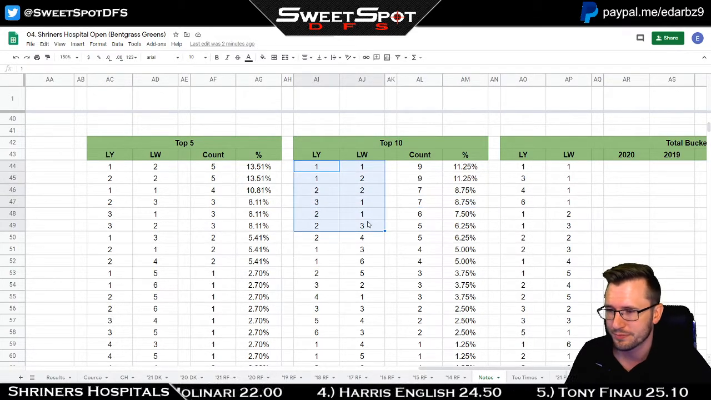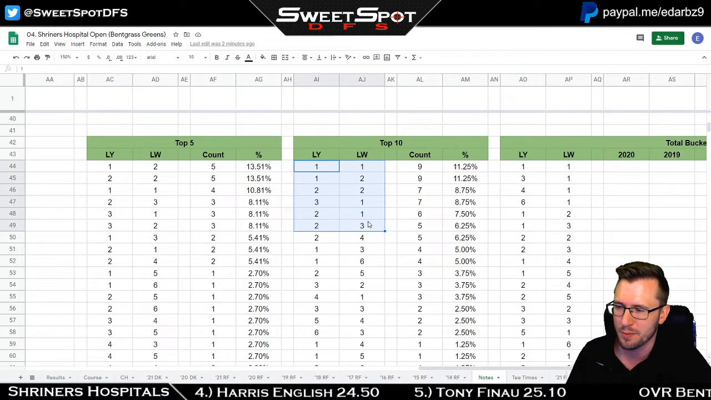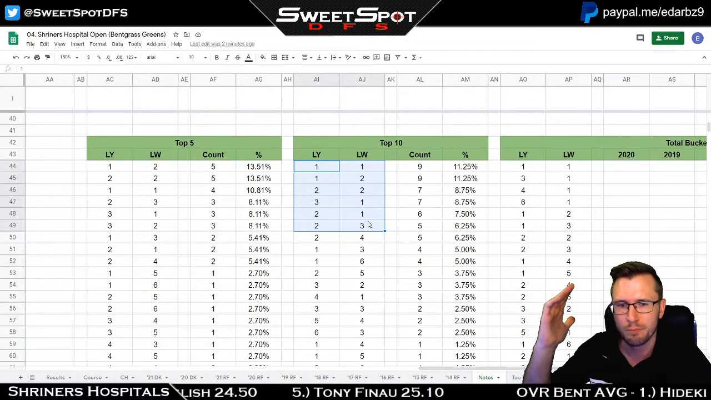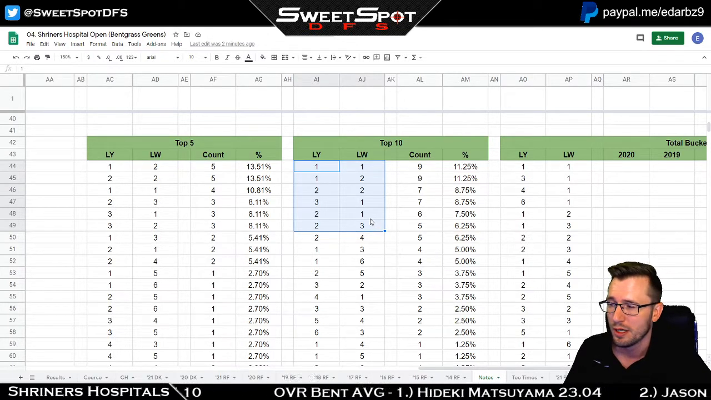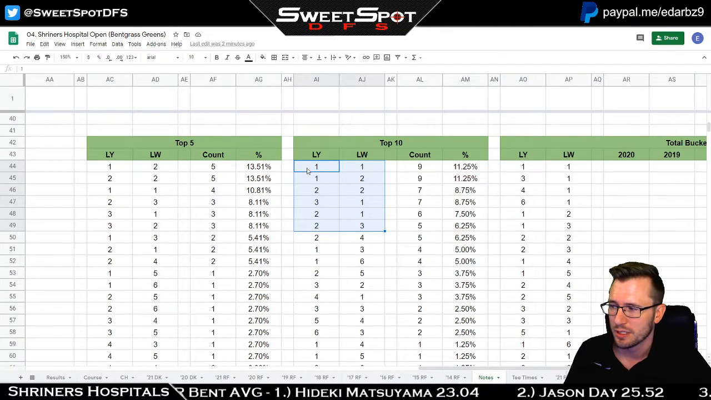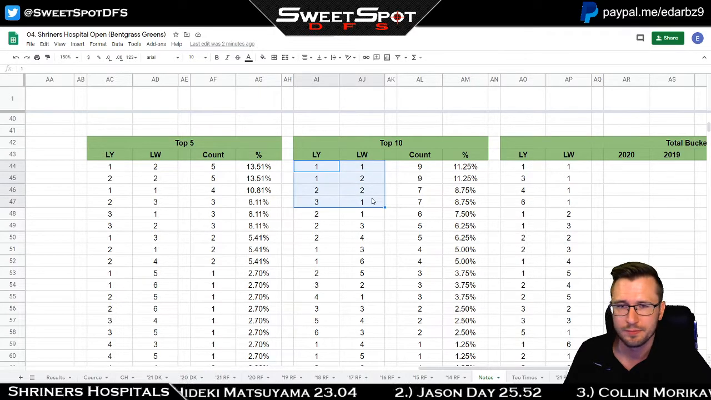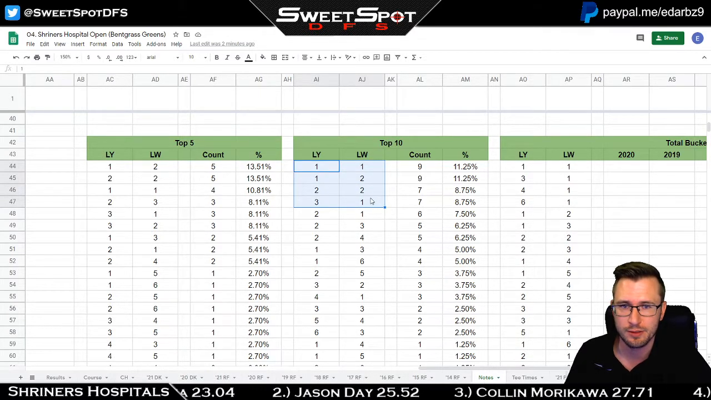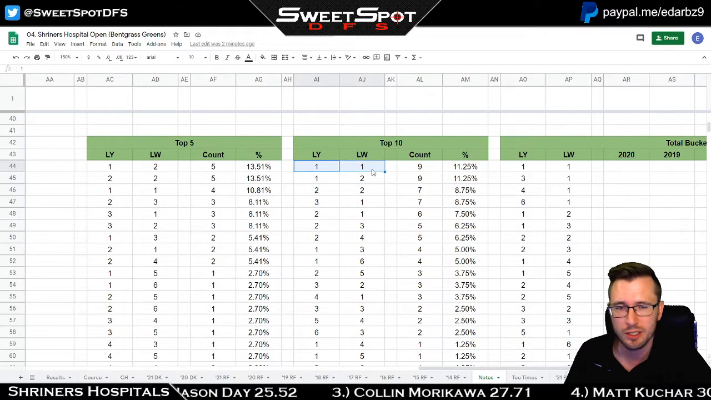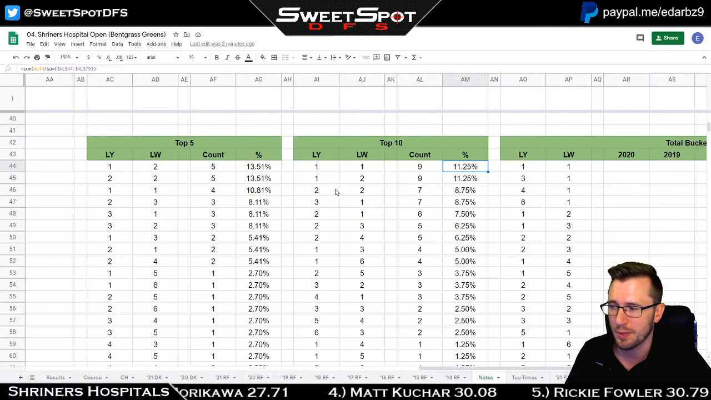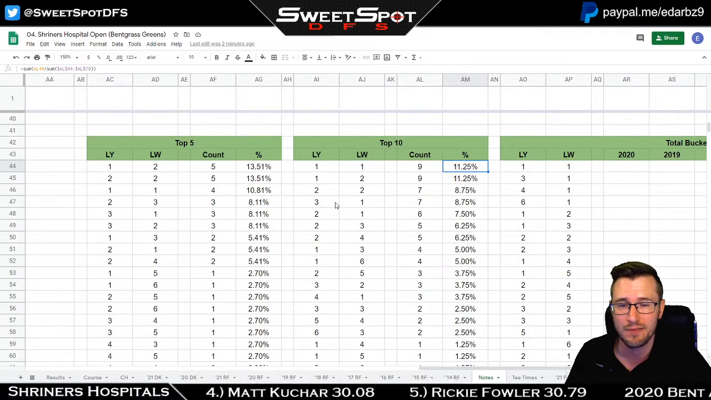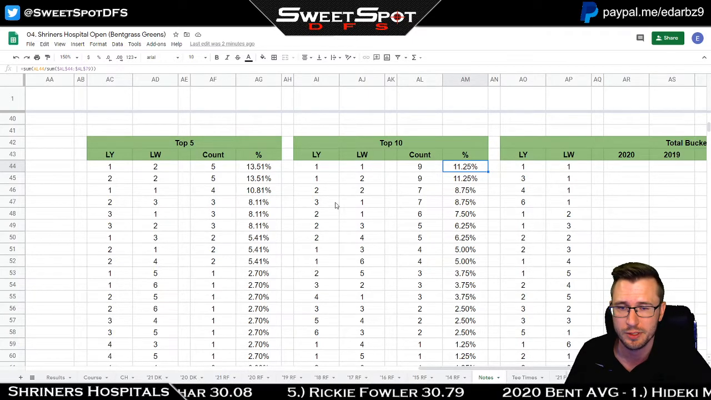So I guess as I'm thinking about this, I'm probably really buzzing over your head right now, and a lot of you guys might be lost. Put it this way. The numbers you see at the top here are your best bucket combinations. So when we go through the spreadsheet, a 1-1 is going to be a golfer. It's going to be a bucket you want to play at least in 11.25% of your lineups.